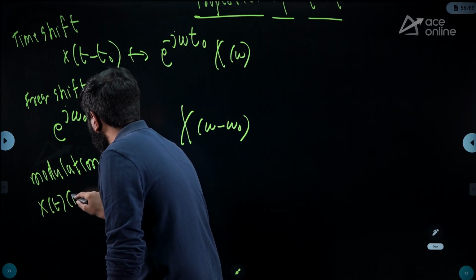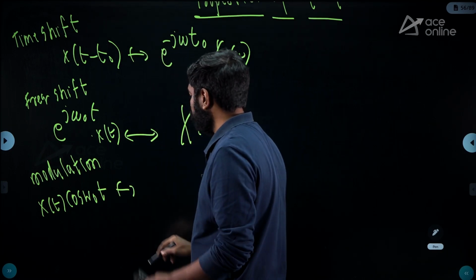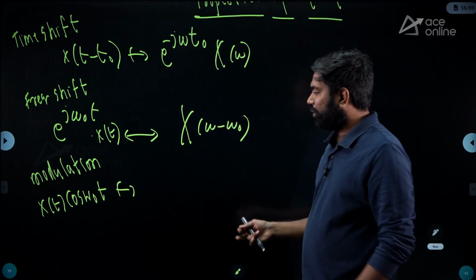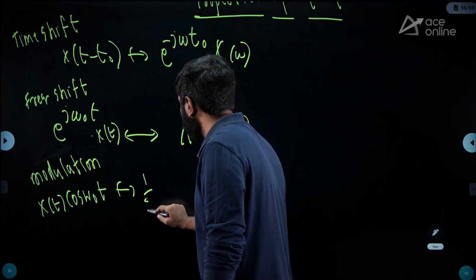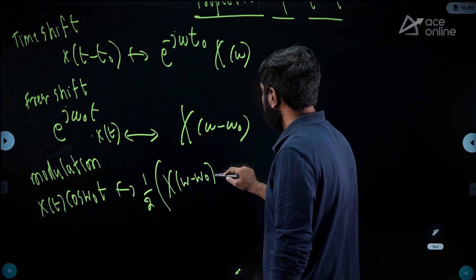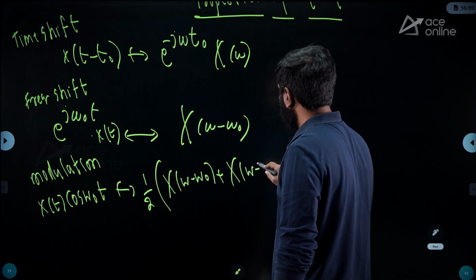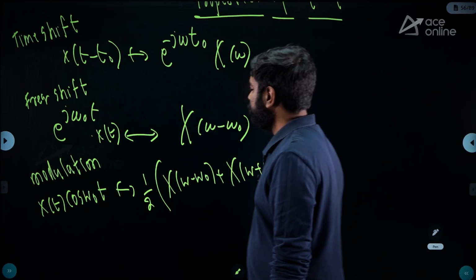x of t into cos omega naught t, the Fourier transform is, the most of the students have a doubt, shall I write pi times of this or 1 by 2 times? So it is 1 by 2 times X of omega minus omega naught plus X of omega plus omega naught. This is called the modulation property.